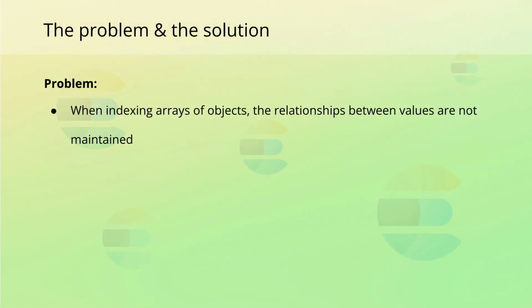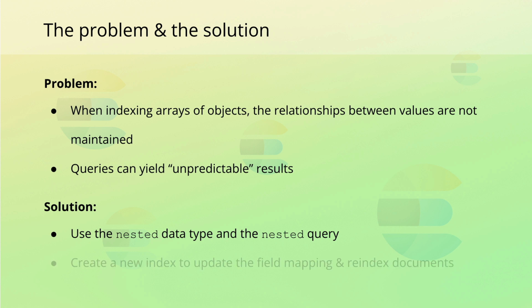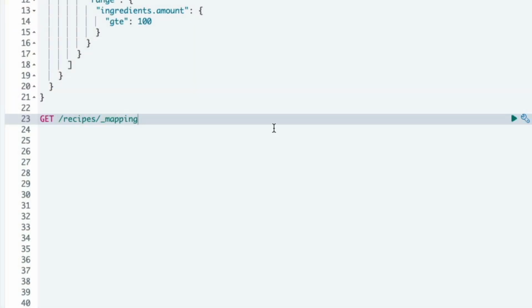This all happens because when indexing an array of objects, the relationship between object keys is not maintained, and so we cannot run such a query on the objects. Technically we can, but we just won't get the expected results. To solve this, we need to do two things. Map the ingredients field as the nested data type and use a special query. To do this, we need to reindex the documents into an index that contains the updated mapping. The easiest way is just to delete the recipes index and create it with the desired field mappings, so that's what we'll do.